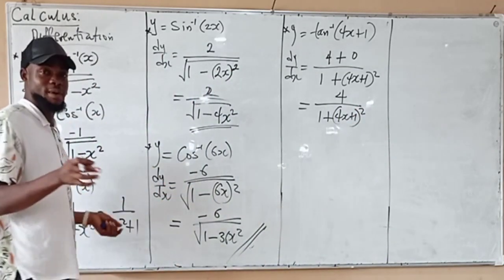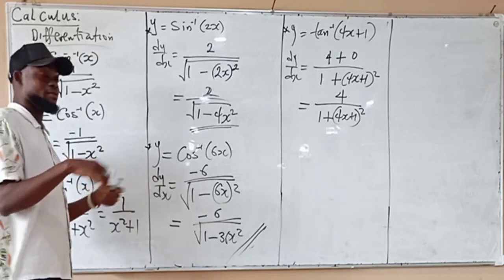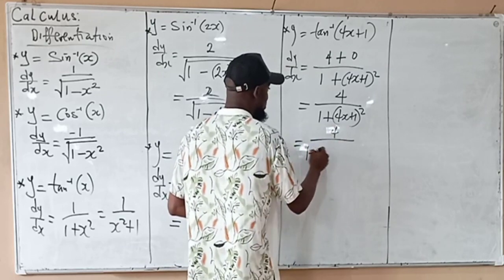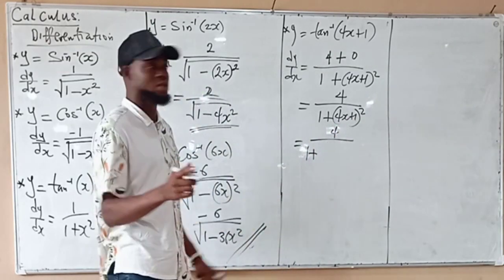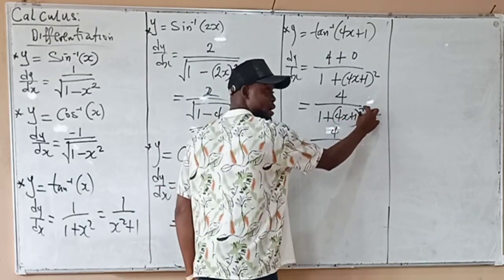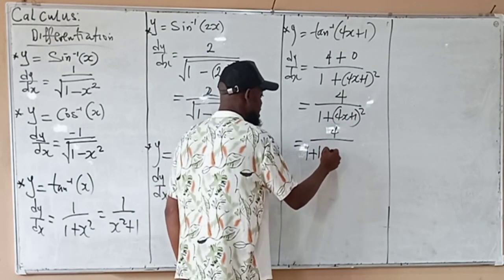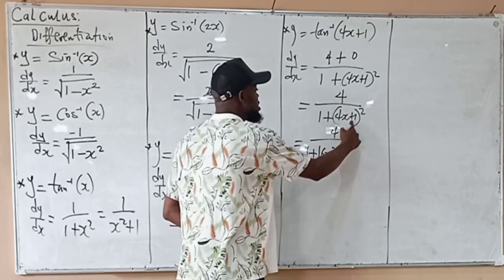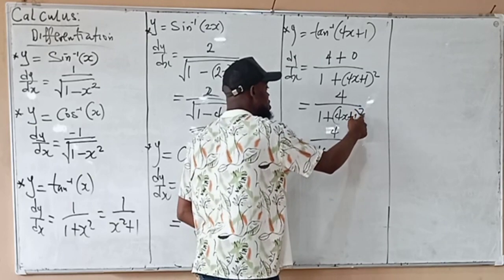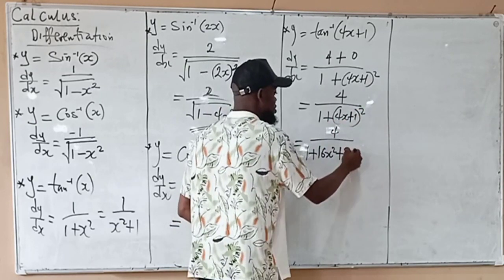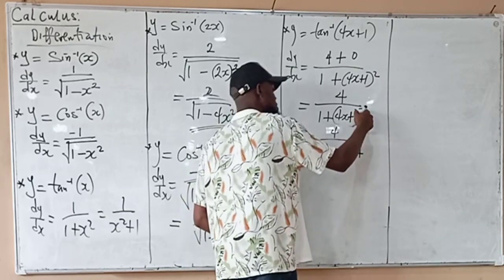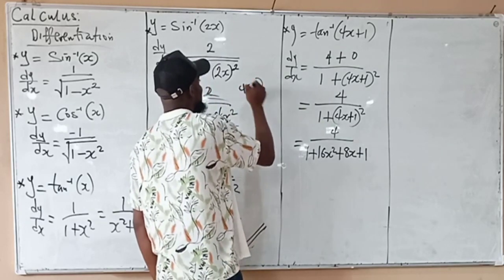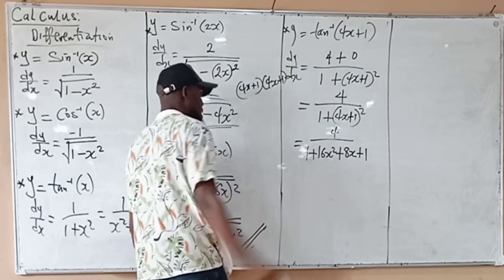So you may decide to open the bracket. You are free to open the bracket if you want to. You can just say, okay, let me open the bracket. I'm going to have 4 over 1 plus, and if I open this bracket using shortcuts, look at the shortcuts. 4x squared gives us 16x squared. Then plus 2 times 4x, that is 8x, plus 1 squared, which is 1. Or you can just say 4x plus 1 times 4x plus 1.